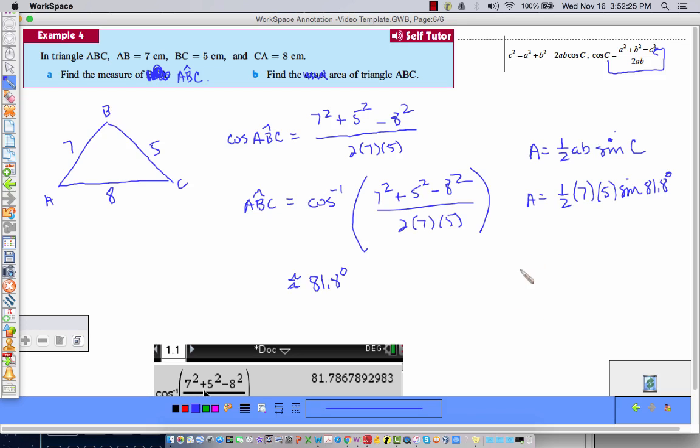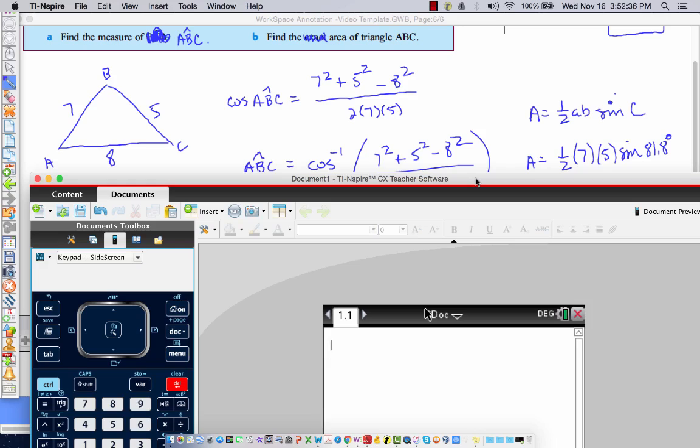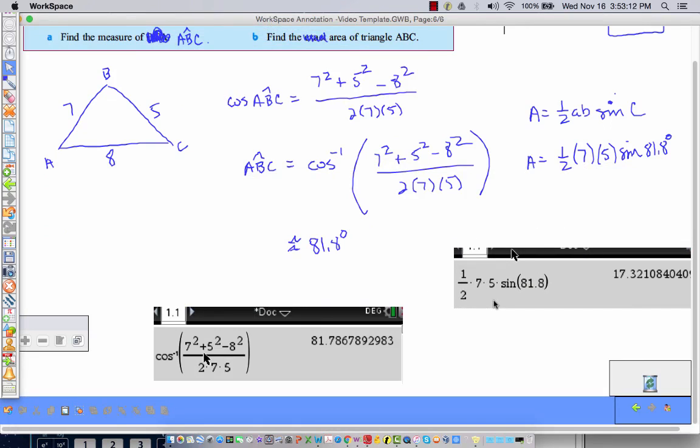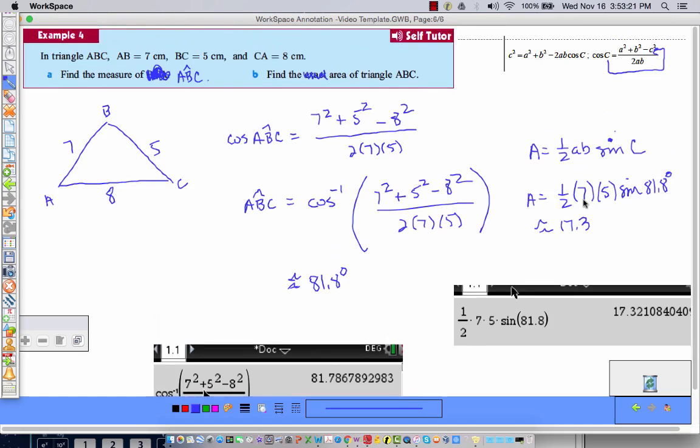So if we crank that in our calculator, so 1/2 times 7 times 5, and you can also type in sine, by the way, and it'll pop up like that, but you got to do parentheses. 81.8. This time I won't put the degree symbol in because I know I'm in degrees. Enter, and there we go. The area of the triangle is approximately equal to 17.3 rounded to 3 sig figs. And what units are we in? Centimeters, so that would be square centimeters. Okay.